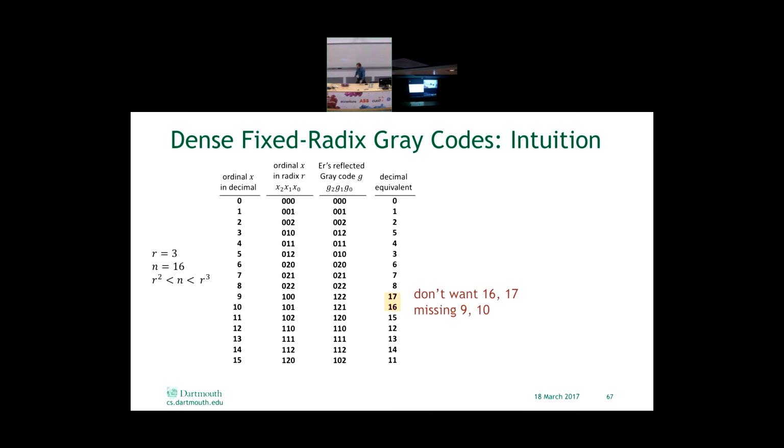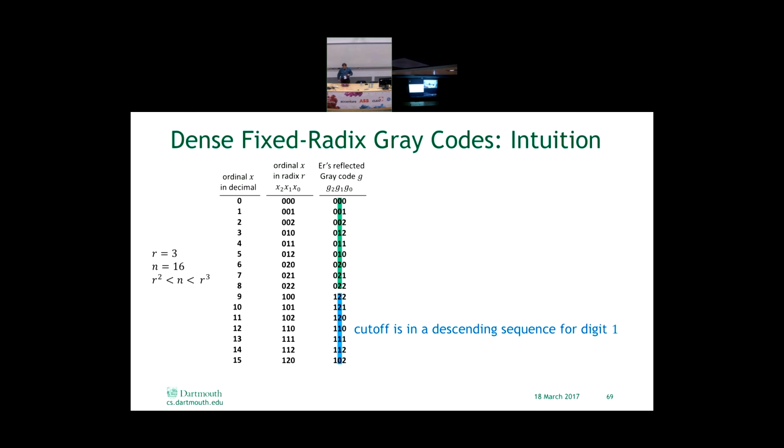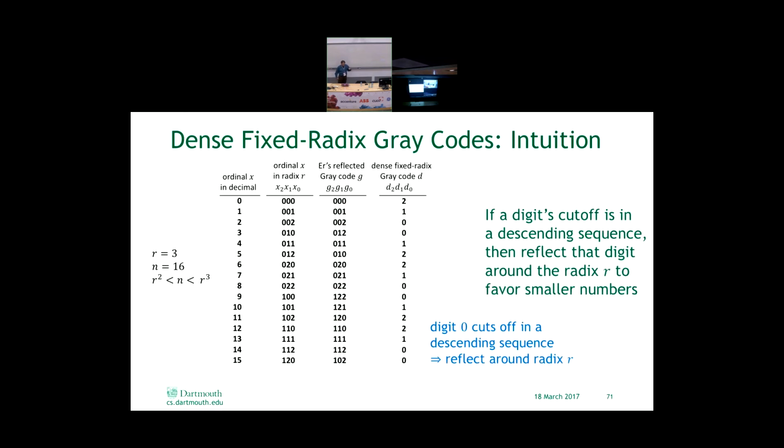All right, so what we figured out is if a digit's cutoff is in a descending sequence, then we want to reflect that digit around radix r, and the intuition is that favors smaller numbers, right? Because when you take a descending sequence and reflect it, it becomes an ascending sequence. So here we realized digit 0 cut off in a descending sequence. So we took Ayer's reflected gray code, and we took digit 0 and reflected the entire column for digit 0 around radix 3. So everywhere that we had a 0 in digit 0 of Ayer's code, we have a 2. Everywhere we had a 1, we have a 1. Everywhere that we had a 2, we have a 0.